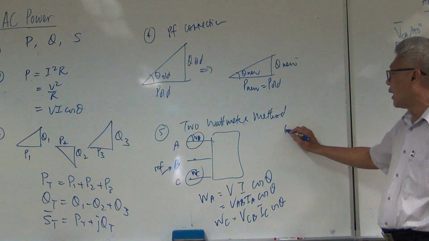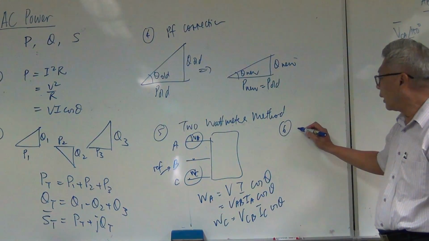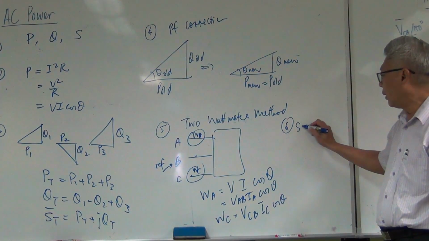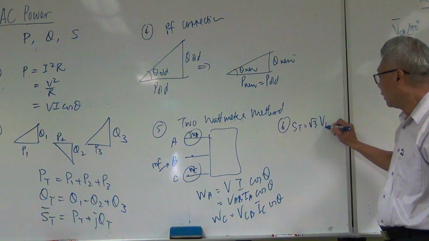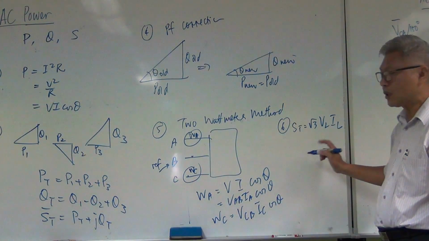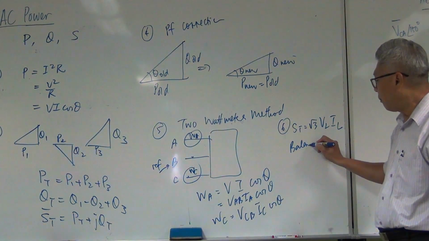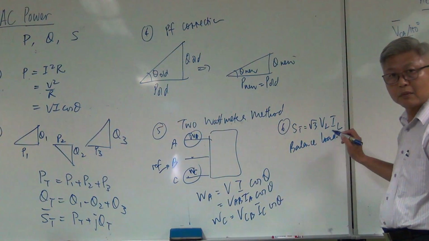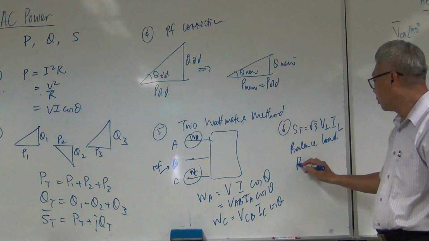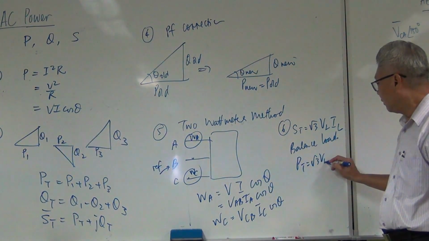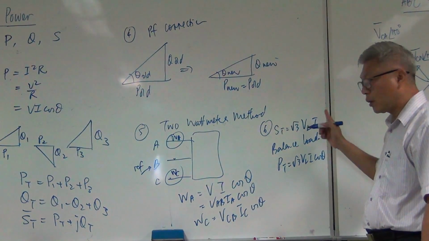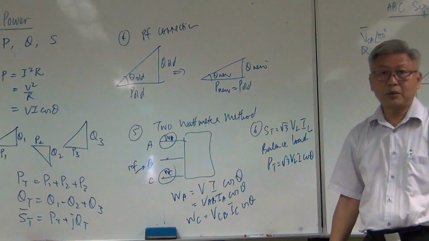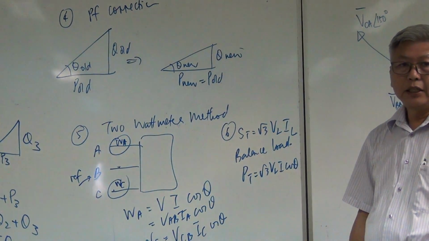Right? Then lastly, we talk about this shortcut formula. The total apparent power is equal to square root 3 VL IL. This one is only applied for balanced load. Right? And the true power is equal to square root 3 VL IL cosine theta. This shortcut formula is only for balanced load. Okay?